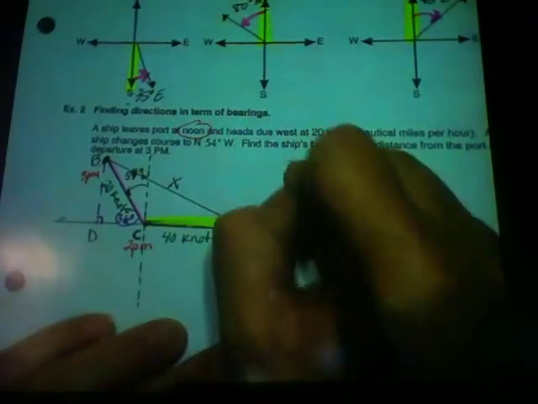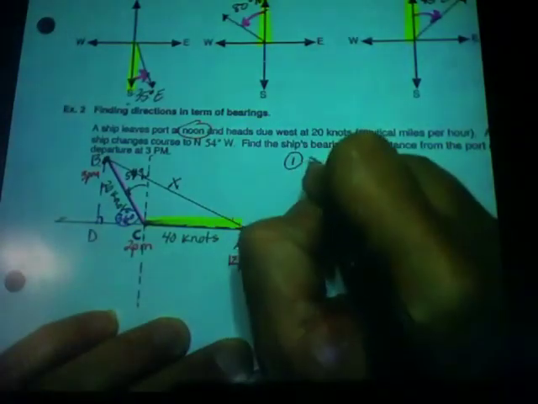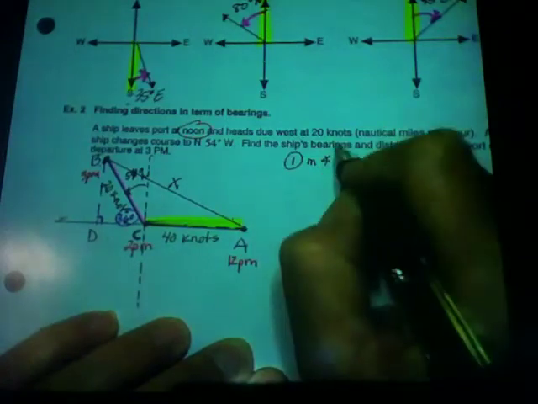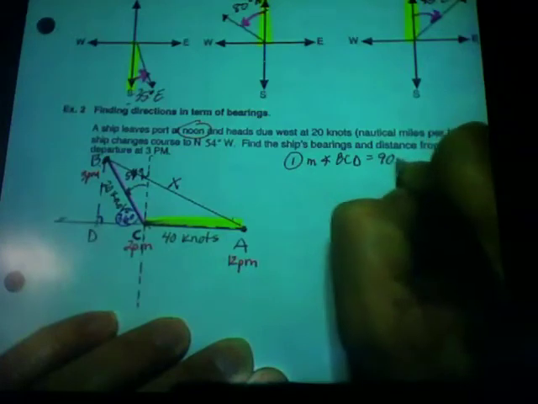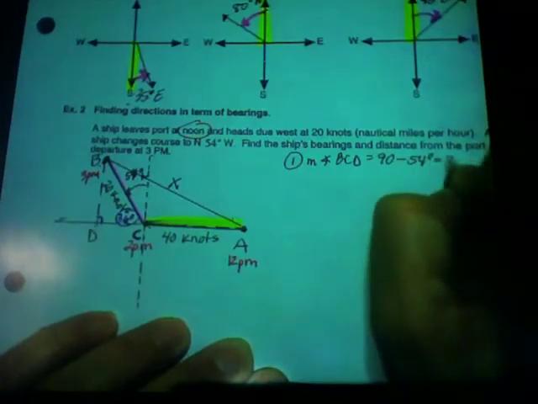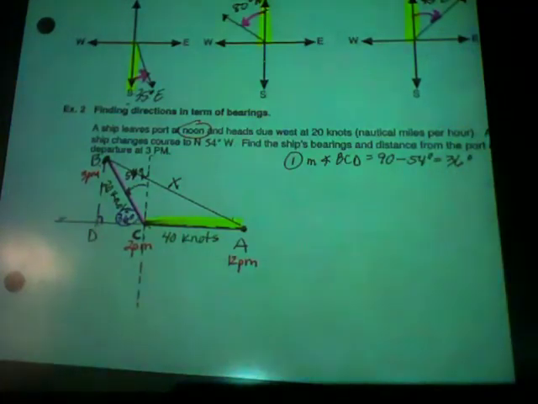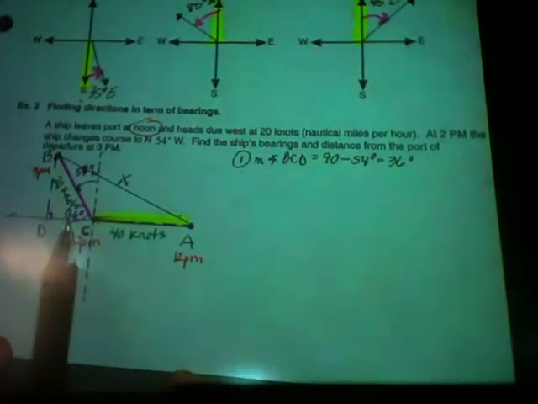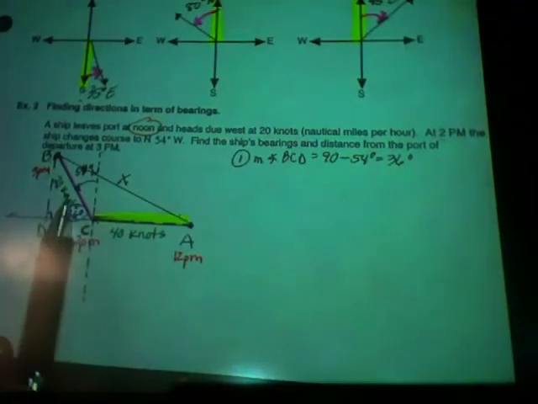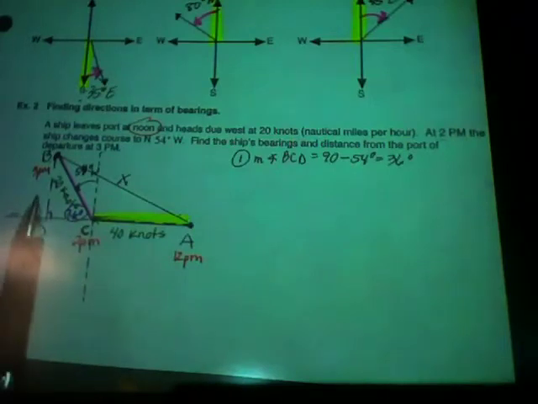So step number 1. The measure of angle BCD is equal to 90 minus 54 degrees, which equals 36 degrees. That's the first thing we just did, right? That was step one. Don't I have an angle of reference on this little right triangle, and a side length? What I would like to know is, actually, let's find this side right here.